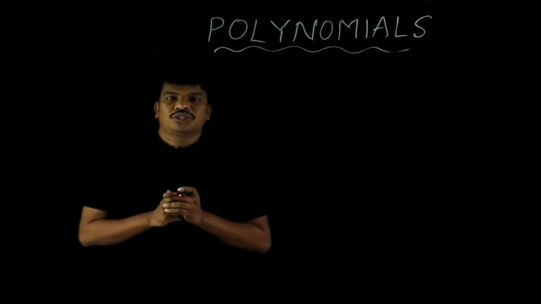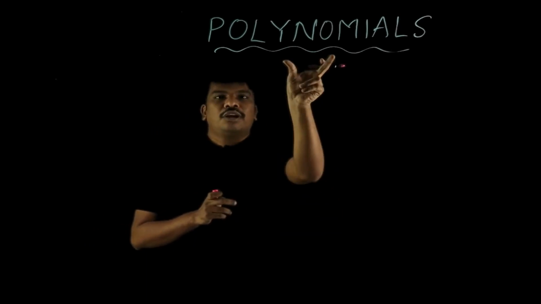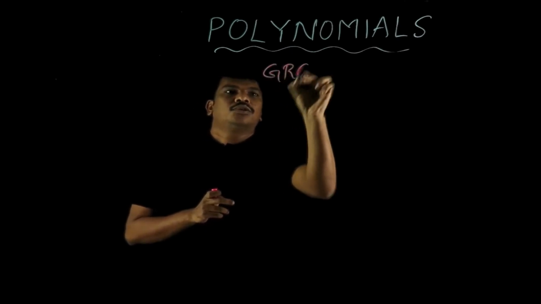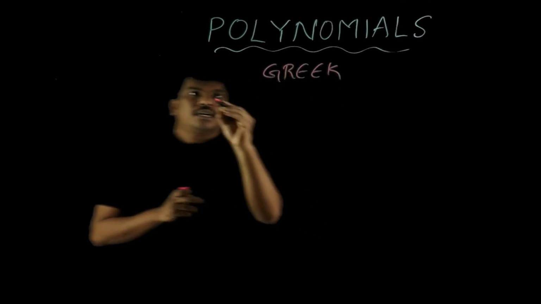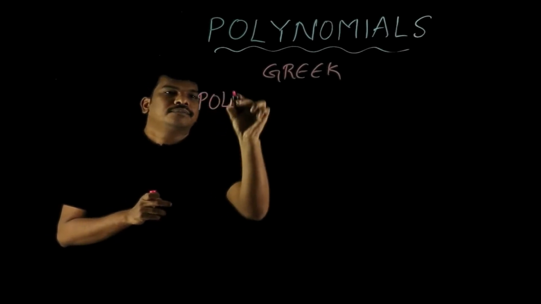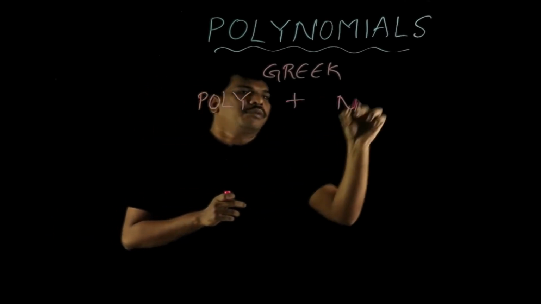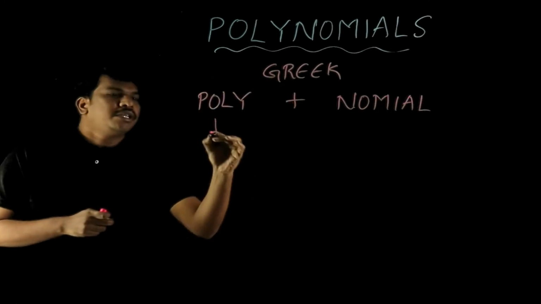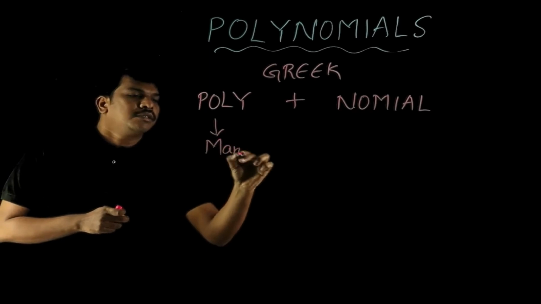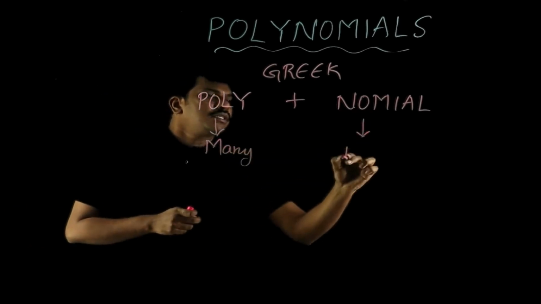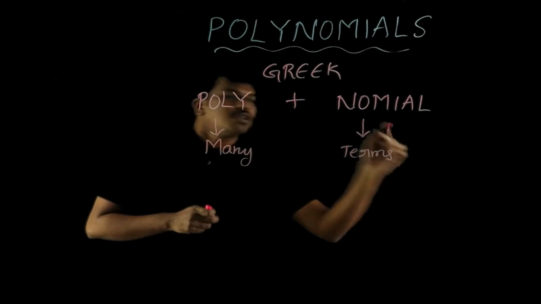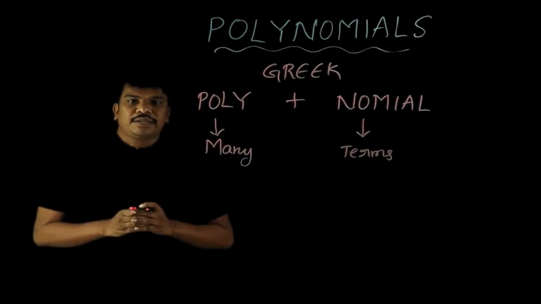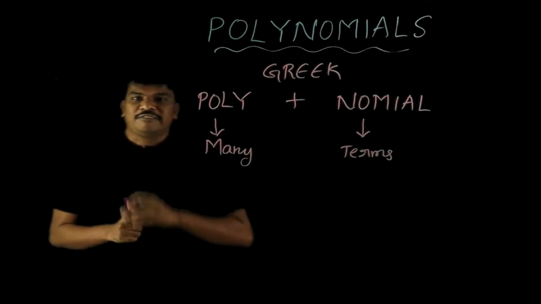Now we discuss the meaning of a polynomial. Polynomial is a word derived from two Greek words, poly and nomial, where poly means many, whereas nomial means terms. So it is said, many terms. A polynomial can contain any number of terms but not infinite.